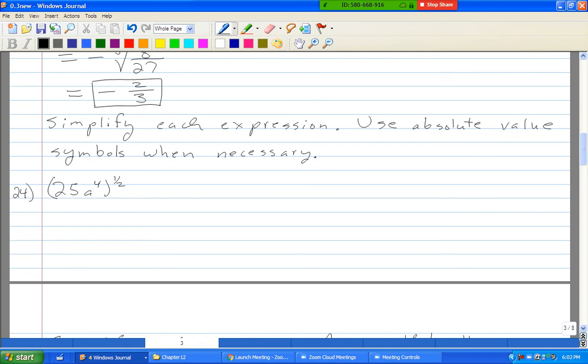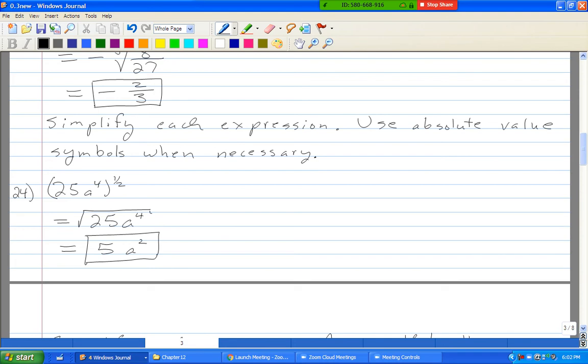Simplify each expression. Use absolute value symbols whenever necessary. So this is equal to the square root of 25a to the 4. Well, the square root of 25 is 5. The square root of a to the 4th is a squared. And I do not need any sort of absolute value because a squared is never going to be negative.